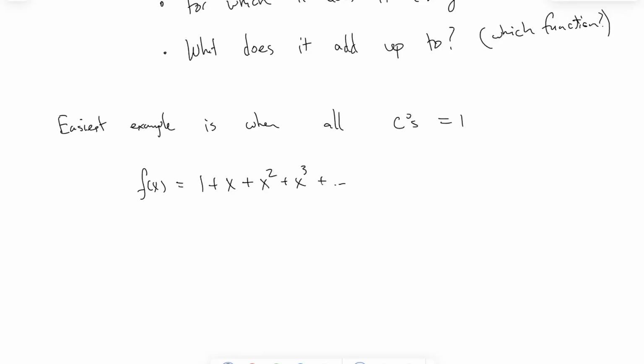Actually, an even easier example would be when they're all 0. That's too simple to be interesting. But when they're all 1s, that's interesting enough. Not too simple, but it's still simple. This, of course, I could also write as a sum, the sum of x to the n, where n starts at 0.